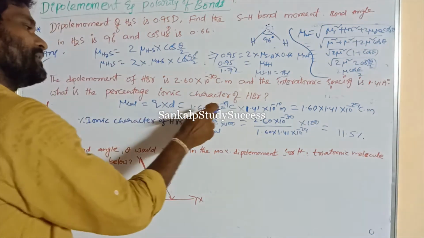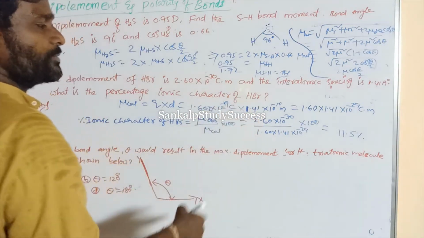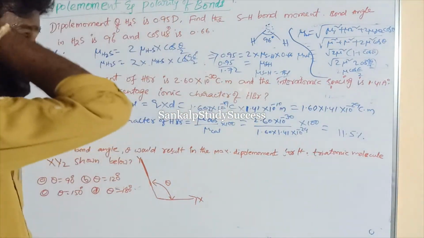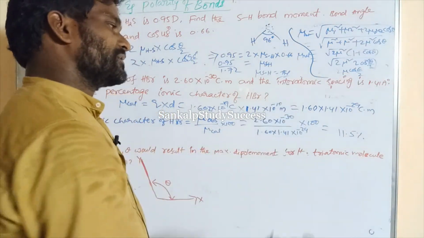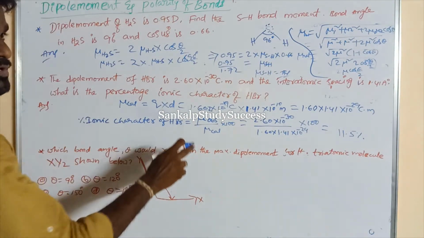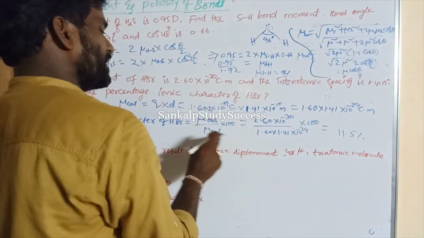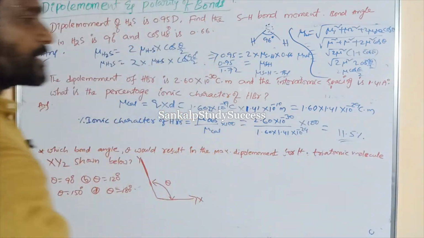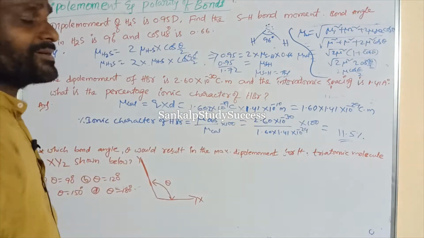Q means the charge of electron, which can be taken as 1.602 into 10 to the power minus 19 coulombs, and the distance is 1.41 angstrom, given. This value should be taken in meters. 1 angstrom is equal to 10 to the power minus 10 meter. Finally we got percentage of ionic character of HBr equal to mu observed by mu calculated into 100, which is 11.5 percent ionic character in HBr, and the remaining is covalent character.